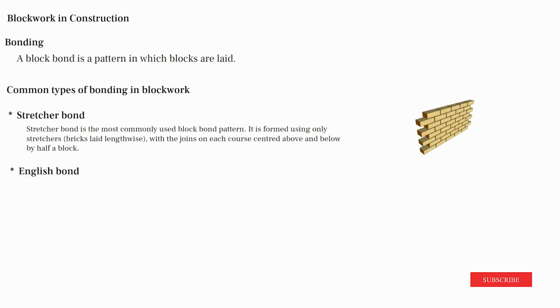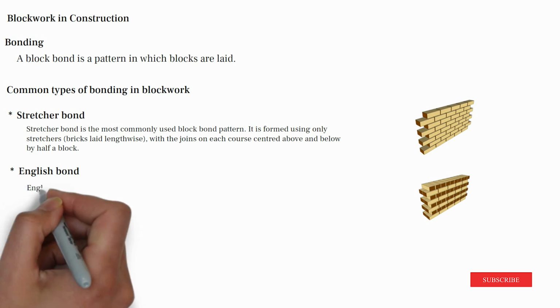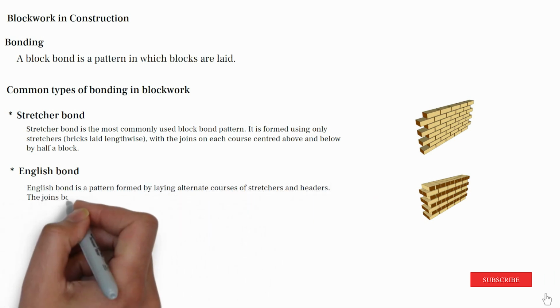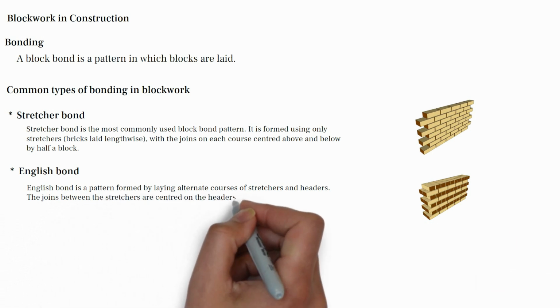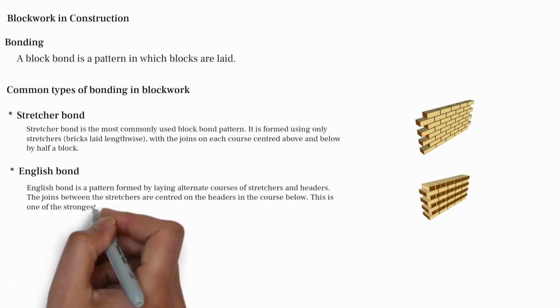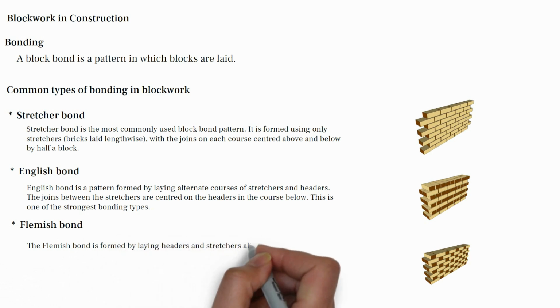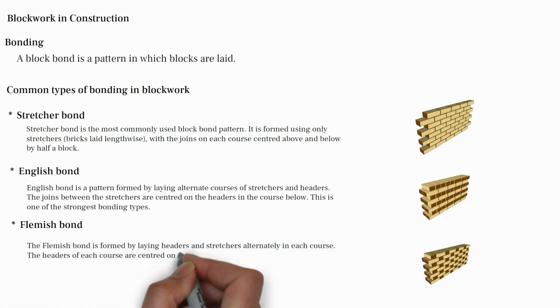English bond is a pattern formed by laying alternate courses of stretchers and headers. The joints between the stretchers are centered on the headers in the course below. This is one of the strongest bonding types. Flemish bond is formed by laying headers and stretchers alternately in each course. The headers of each course are centered on the stretcher of the course below.